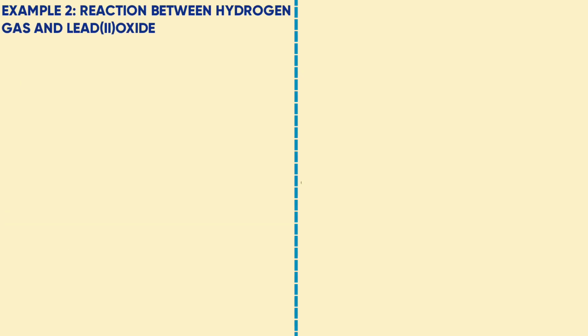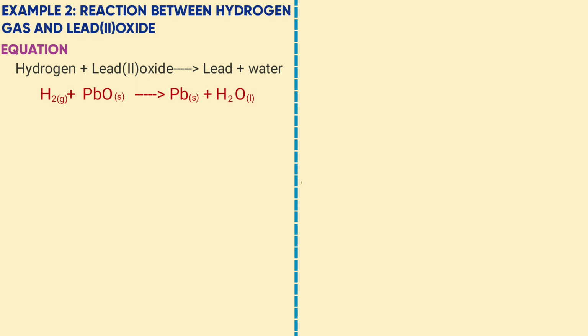Now, example 2, reaction between lead(II) oxide and hydrogen gas. Equation is hydrogen plus lead(II) oxide arrow lead plus water. Chemical equation: hydrogen gas, lead(II) oxide solid gives you lead solid plus water H2O liquid.